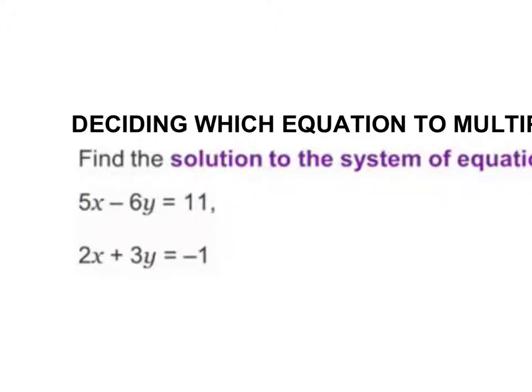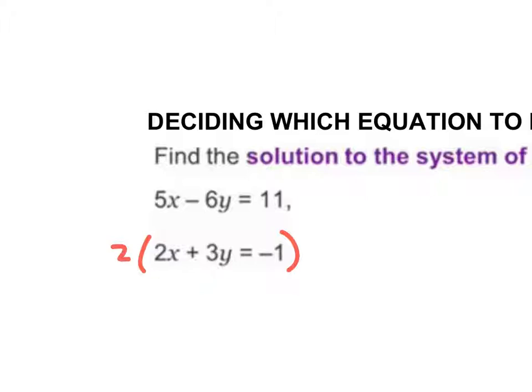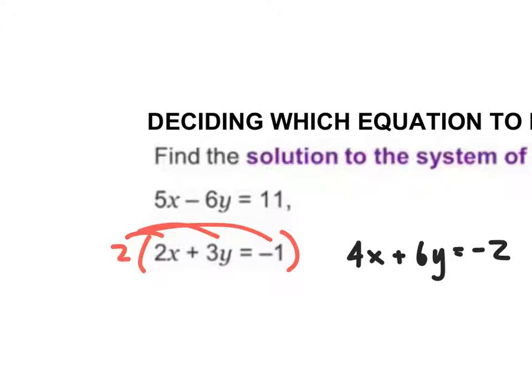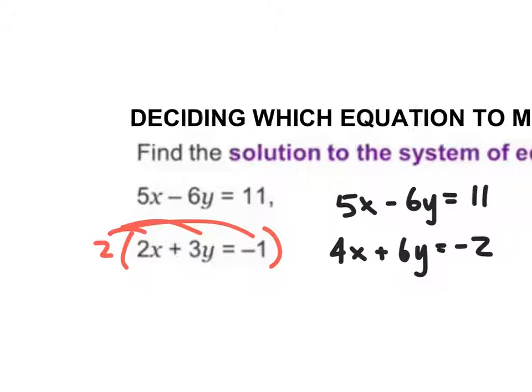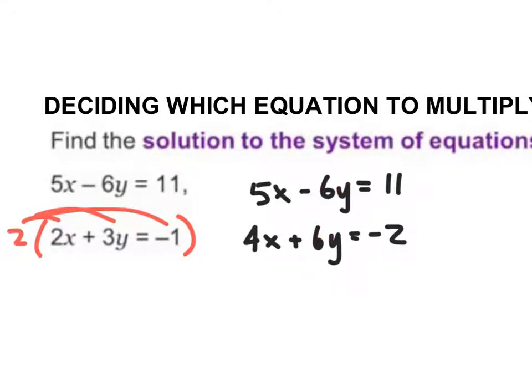But if I look over here, I've got -6y and +3y. I know that 3 goes into 6. So if I multiply this entire equation by positive 2, and distribute that 2 into everything, because I want opposite coefficients, that's going to end up giving me 4x plus 6y is equal to negative 2. Now I'm just going to rewrite my top equation, which is 5x minus 6y equals 11. Now notice that I have opposite coefficients. I have a negative 6y and a positive 6y. So I'm going to add these two equations together.